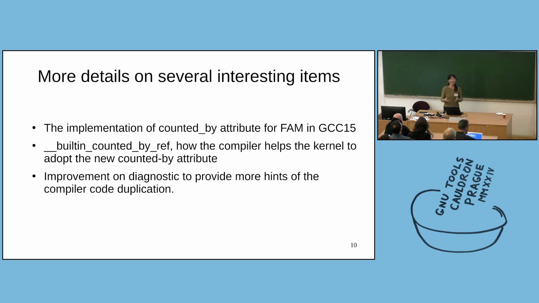So I'll give some more detail on several interesting items. The first item is the counted by attribute for the flexible array implementation in GCC 15. The second one is a new request from the Linux kernel, a new built-in called counted by reference. The last one is some detail on the diagnostic improvement, to provide more hints about the compiler's duplication in the compiler warning message.